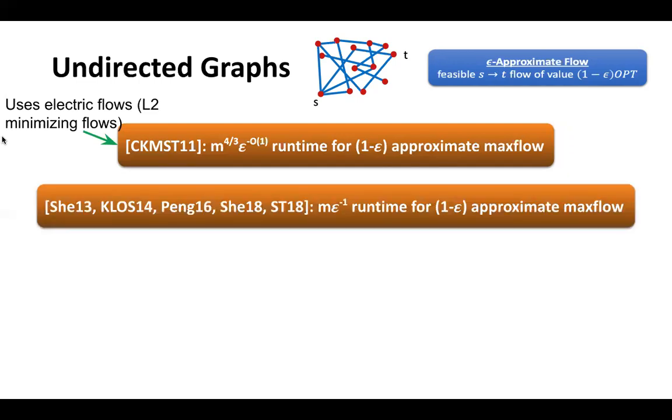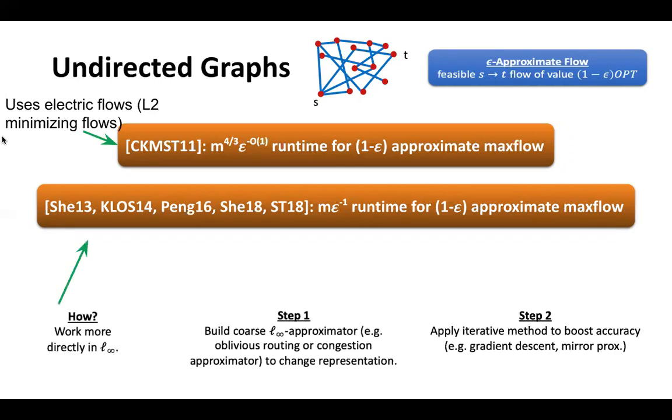For undirected max flow, you can actually get linear time, m over epsilon, for 1 minus epsilon approximate. And here's how it works. You actually work more directly in the L infinity norm. What these results show is that you can build a coarse approximation, like an O of polylog approximation for the max flow, and then boost that using a gradient descent algorithm. So that's how you get a linear runtime.